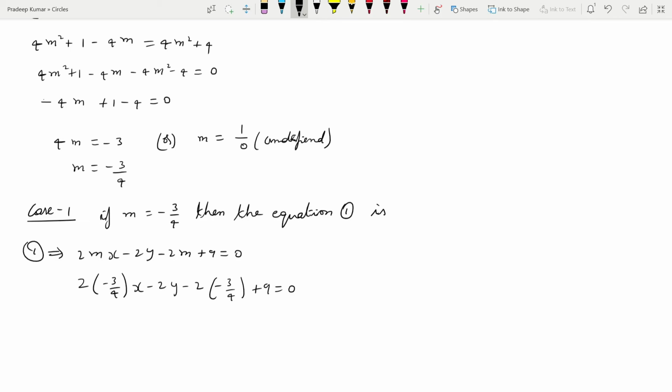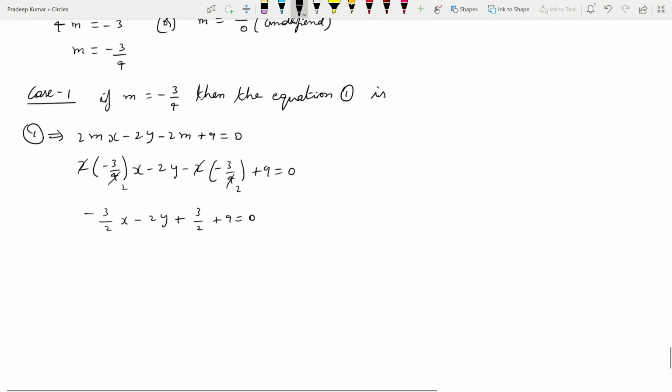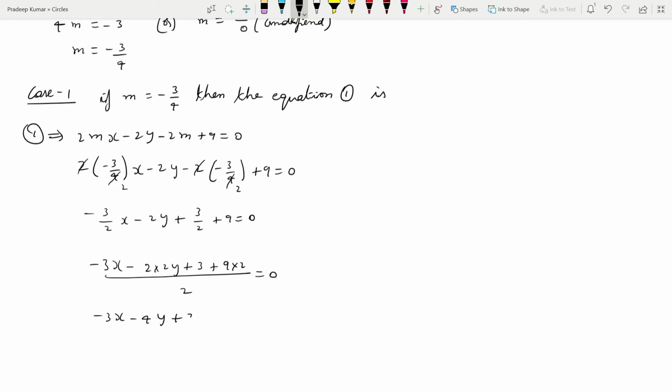So here we can cancel 2 1s and 2 2s, and here also 2 1s and 2 2s. So we'll write the remaining elements. That is minus 3 by 2 x minus 2y. This is minus into minus, plus 3 by 2 plus 9 equal to 0. So once we do the LCM here, let's see what we get. Minus 3x minus 2 into 2y plus 3 plus 9 into 2, whole by 2 equal to 0. So this is minus 3x minus 4y plus 3 plus 18 equal to 0.